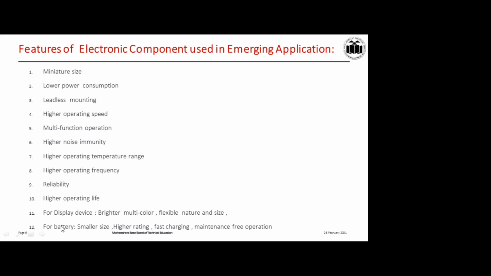Then the last important thing is the battery. The batteries used for these electronic components are smaller in size, higher rating, fast charging and maintenance-free operation. So these are the features of electronic components nowadays which are used for the emerging applications.